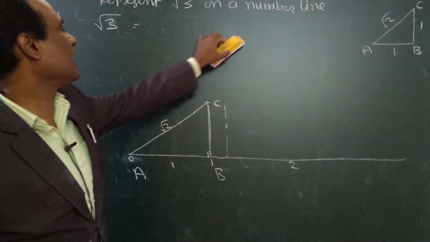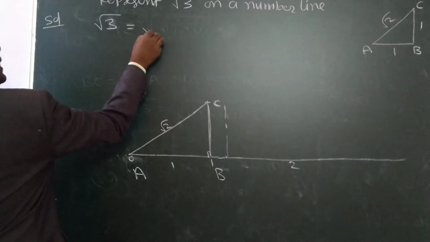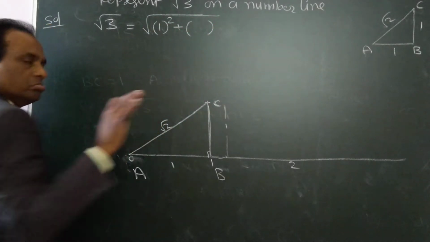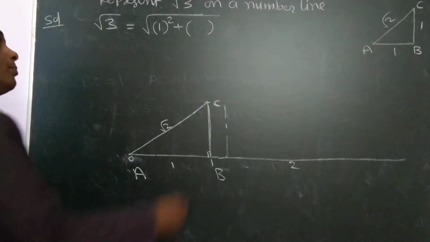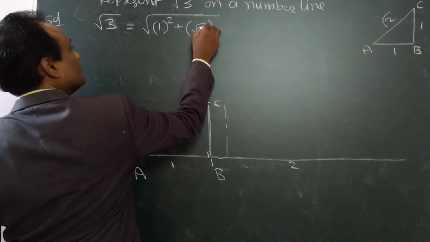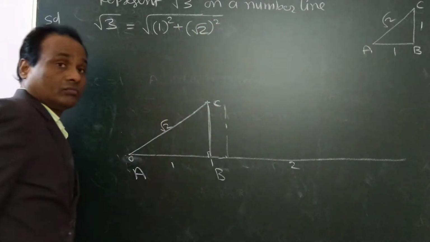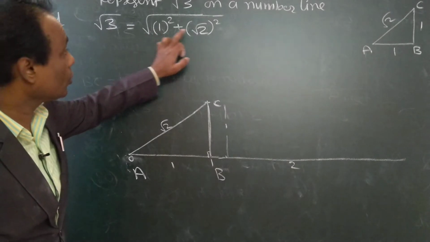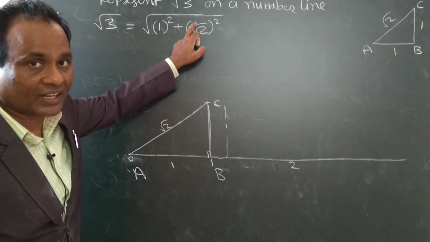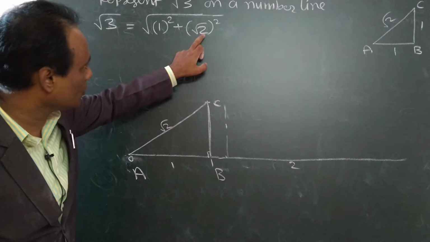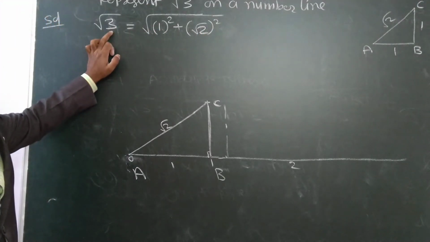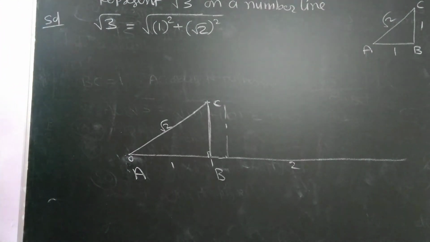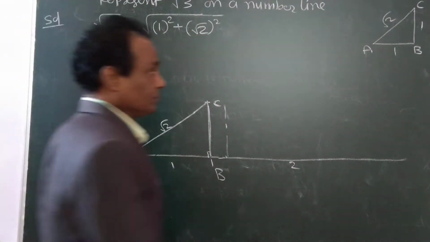Directly we see root 3 can be written as 1 square plus what else square? No rational number. Root 2 whole square. See here, this is a difficult problem. 3 is: 1 square is how much? 1. Root 2 whole square, square root cancel, 2. 2 plus 1 is 3. So 3 can be written as 1 square plus root 2 square. That means we have to use root 2 and 1. See here.